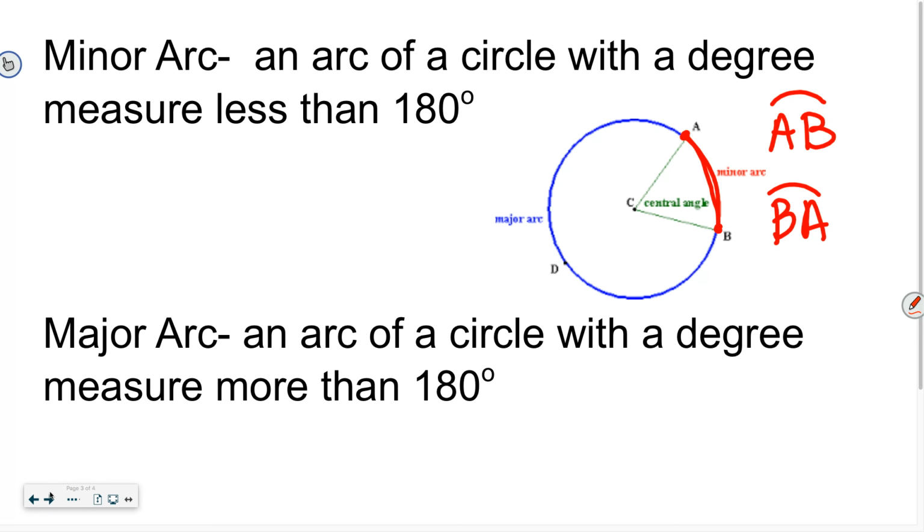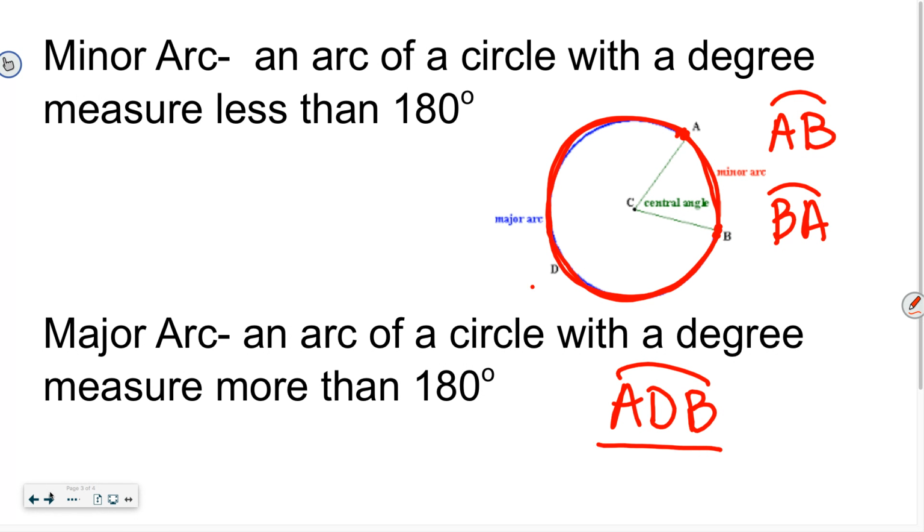Okay, then we have a major arc, and a major arc is an arc of a circle with a degree measure more than 180 degrees. So what if I wanted to go from here all the way around the circle to here? So I'm still going from A to B, but I'm going the long way. So we call that a major arc. And if I'm talking about a major arc, I have to throw a letter in there to let you know which way to go. So if I go from A to B, do you see how I passed point D? So that's why it's called major arc ADB.